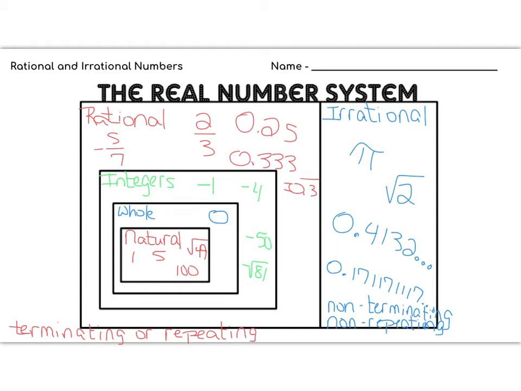Now, notice the bar between these two things. A number cannot be rational and irrational at the same time. It's one or the other. Also notice that you put them together, and all of these together form the real number system. Every number on the number line is a real number, and every number on the number line is either rational or irrational. So every number you are familiar with that you have ever worked with in your life so far is a real number.